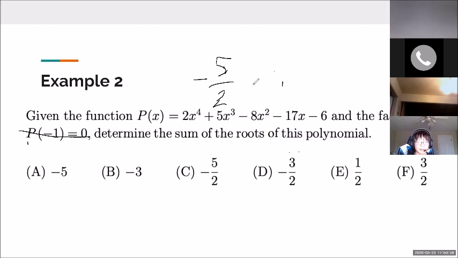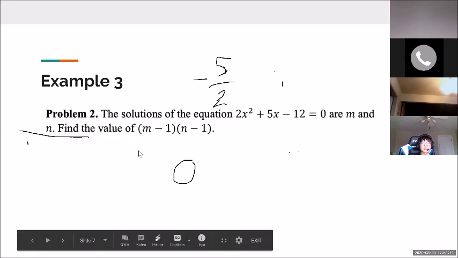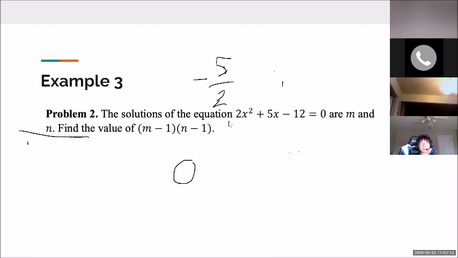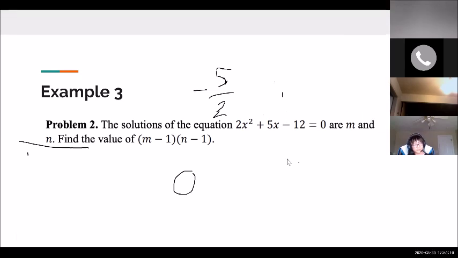But yeah, so the sum of the roots is going to be minus 5 over 2. Now, example number 3, and this is just using Vieta's formulas again, states that the solutions of the equation 2x squared plus 5x minus 12 equals 0 are m and n, and find the value of m minus 1 times n minus 1.